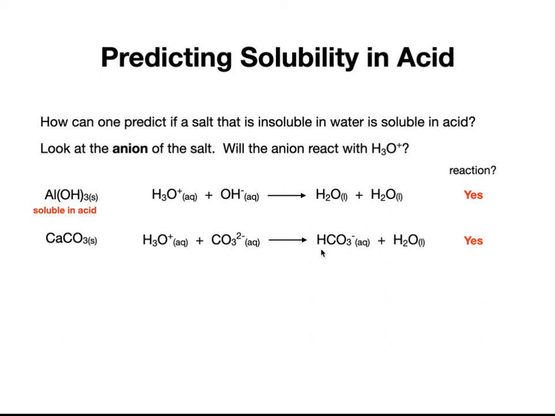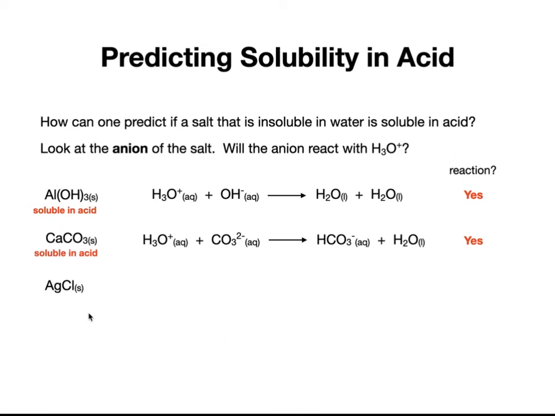Okay? So what does that mean? That means that this salt is soluble in acid. Okay? Class, this is a weak acid. Weak acids form readily in water. This is a weak acid, isn't it? It's not a strong acid. This is a weak acid. Weak acids will form in water. They do. Okay?